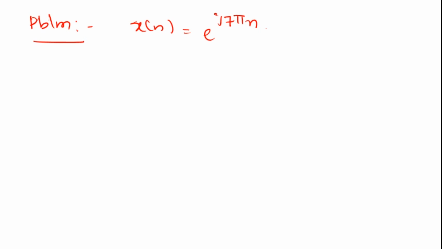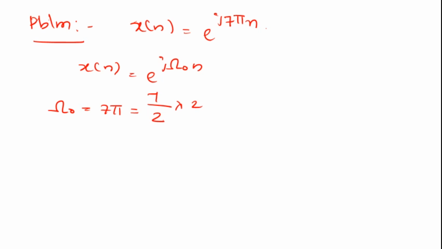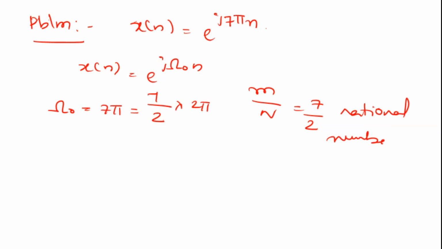Comparing with x of n is equal to e power j ohm naught into n, then ohm naught is equal to 7 pi, which is equal to 7 by 2 into 2 pi. That is m by n is equal to 7 by 2. This is a rational number, and it is periodic with period n is equal to 2.